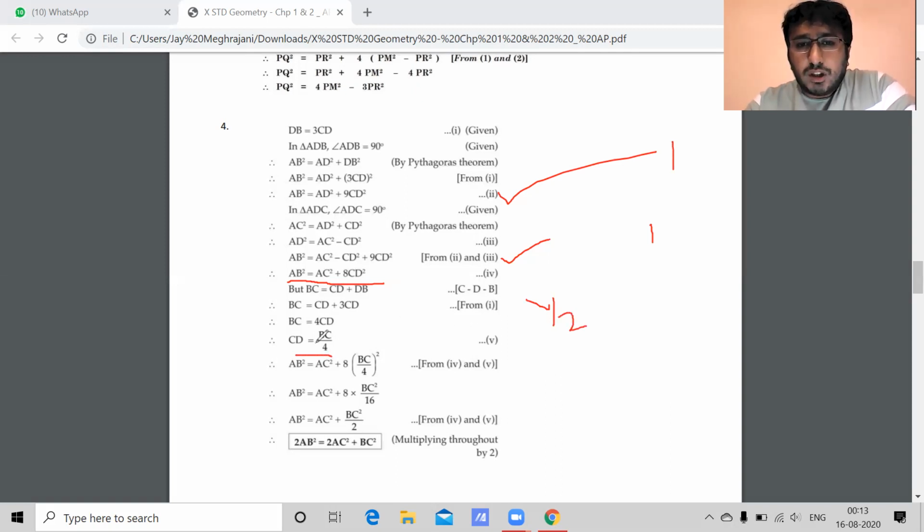And now we substitute the value of CD in equation number 4. When we simplify, we will get 2AB square is equal to 2AC square plus 2BC square. For this, you will be getting another half marks. So in total this sum was for 3 marks.